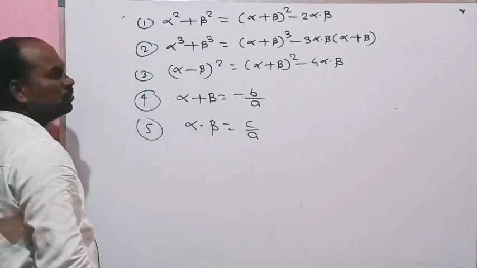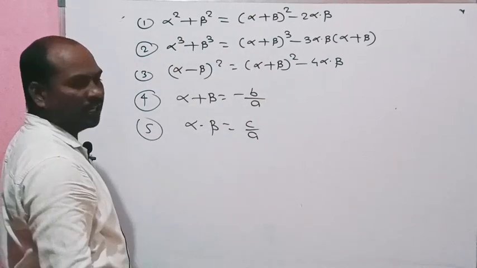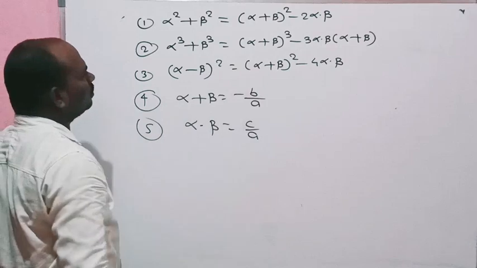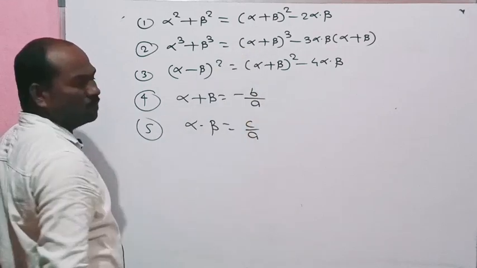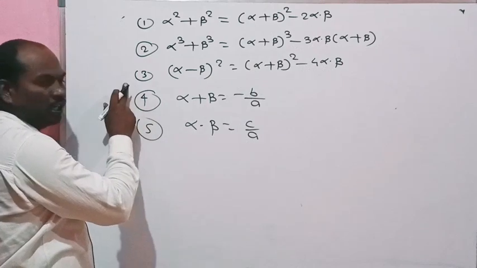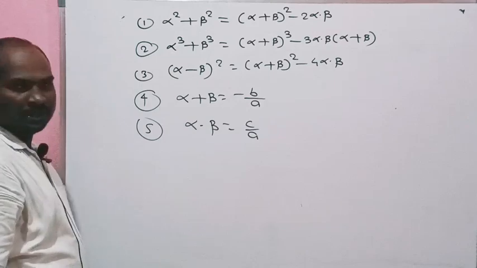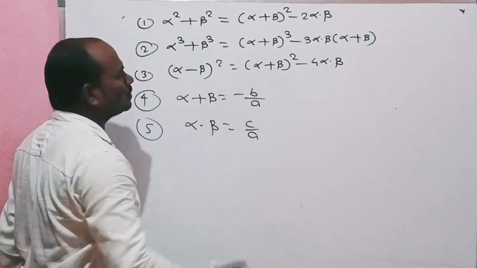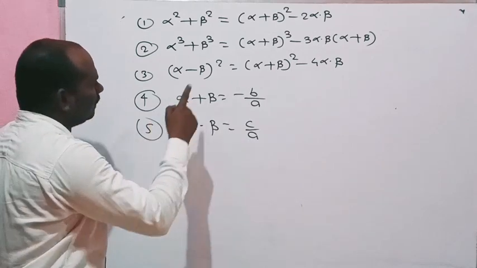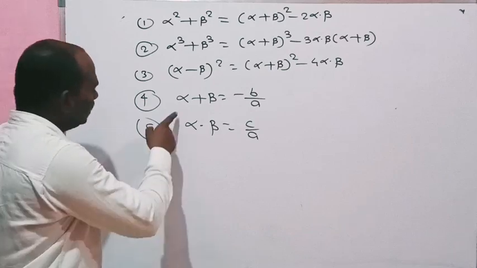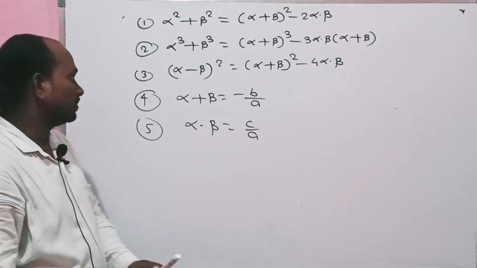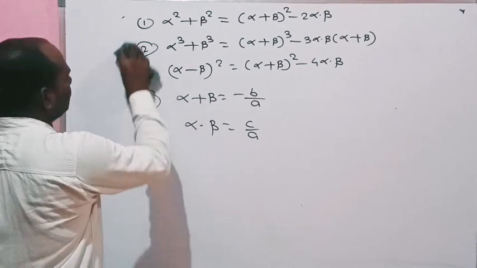Now we can read: alpha square plus beta square equal to alpha plus beta its square minus 2 alpha dot beta. Alpha cube plus beta cube equal to alpha plus beta its cube minus 3 alpha dot beta bracket alpha plus beta. Third, alpha minus beta its square equal to alpha plus beta its square minus 4 alpha dot beta. Now alpha plus beta equal to minus b by a. This is sum of roots and this is product of roots. Now we can prove this formula.